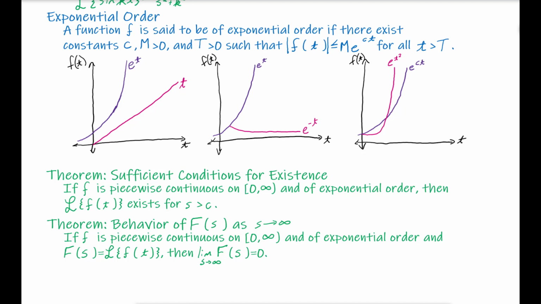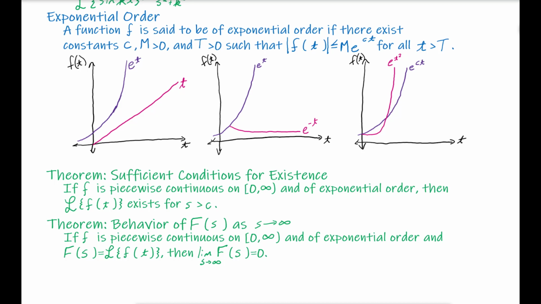At some point, my function e to the t squared is going to be greater than my function e to the ct. Since that happens, I can't name a value, capital T, where all the values of t to the right of that, all the values of t greater than that, this function falls below that exponential function of e to the ct. Since that's the case, this function is not of exponential order.